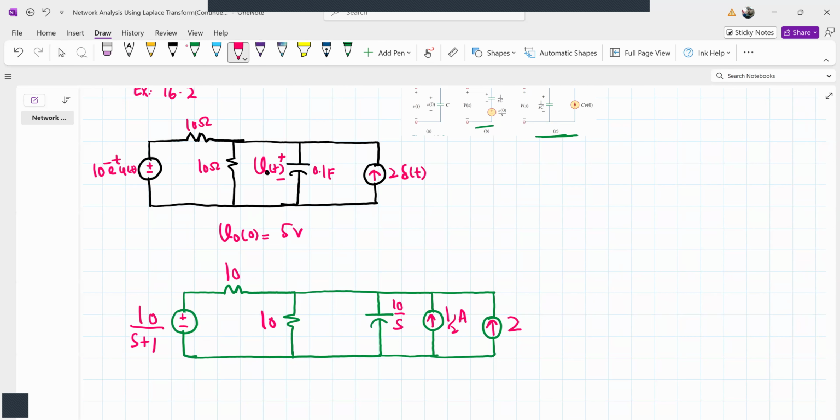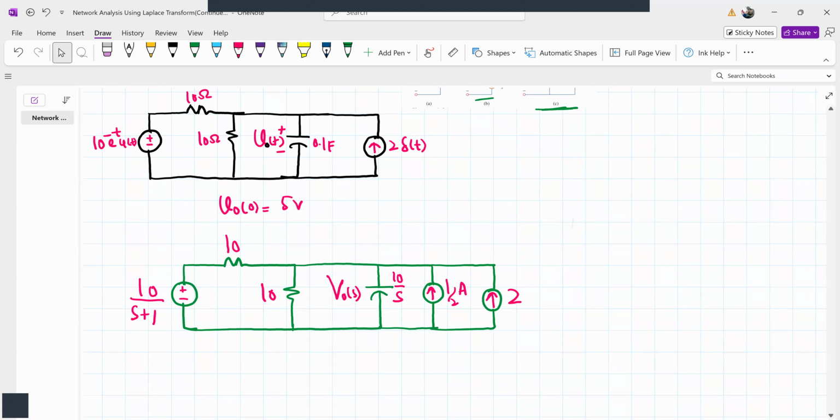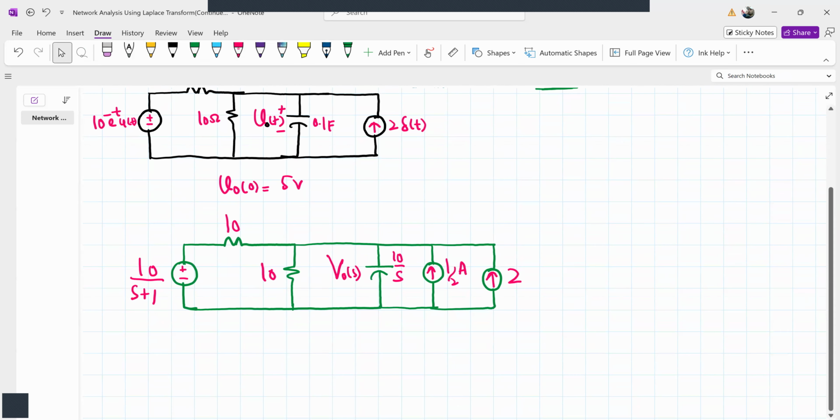Then we have the voltage v naught of t. We can write it as V naught of s. Okay, now this voltage V naught of s is across this capacitor, or this impedance 10 divided by s. You can also say this voltage is here because we'll assume that this is the reference node.